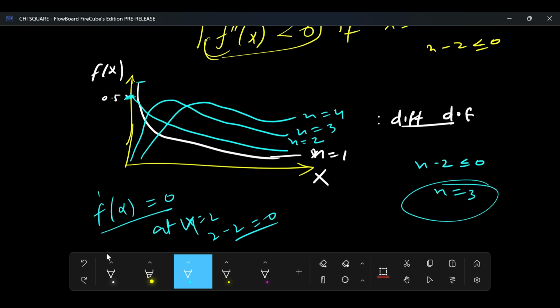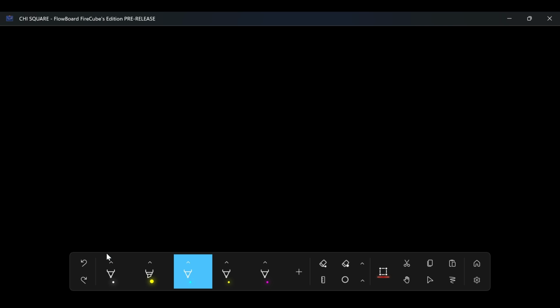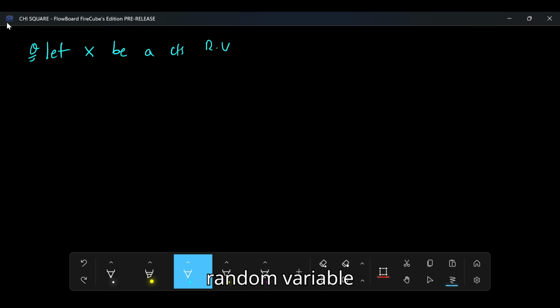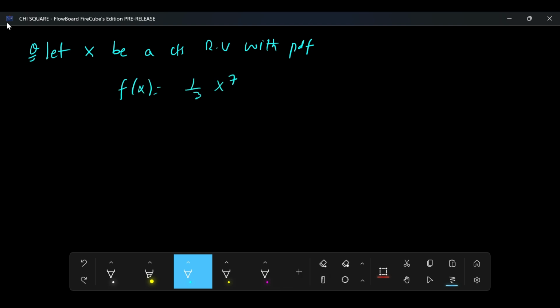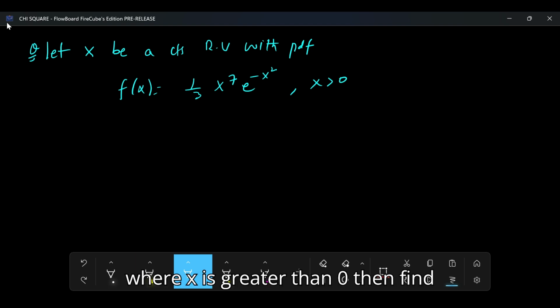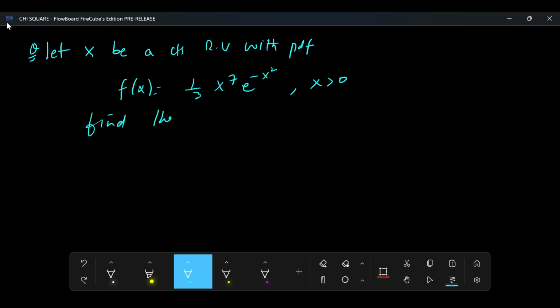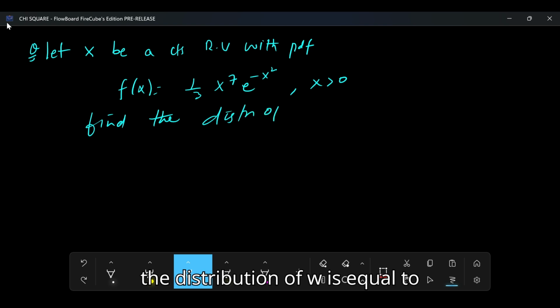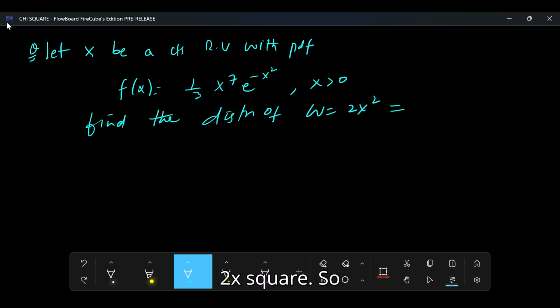Now let's do a simple question. The question is, let x be a continuous random variable with PDF f of x is equal to 1 by 3 x^7 e raised power minus x squared, where x is greater than 0. Then find the distribution of w is equal to 2x squared.